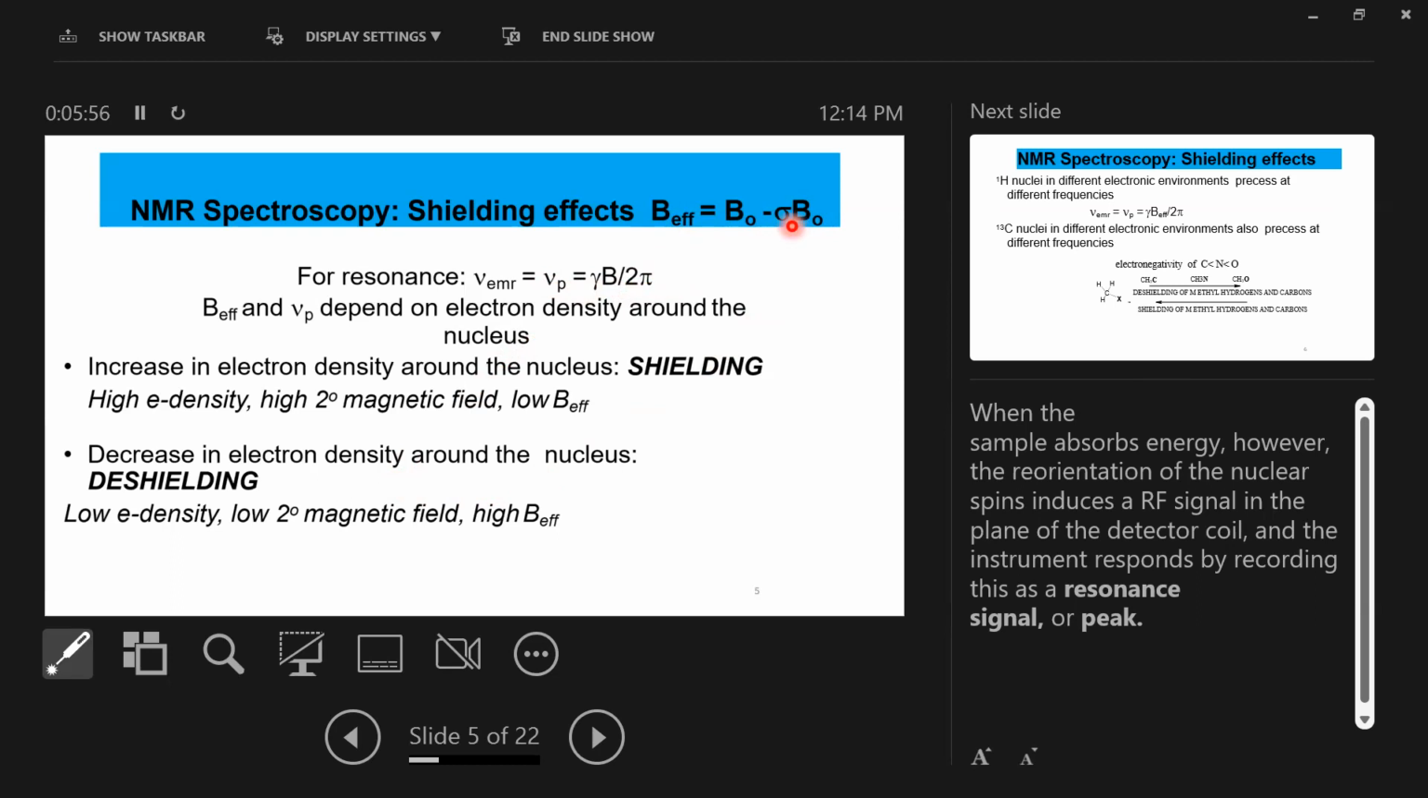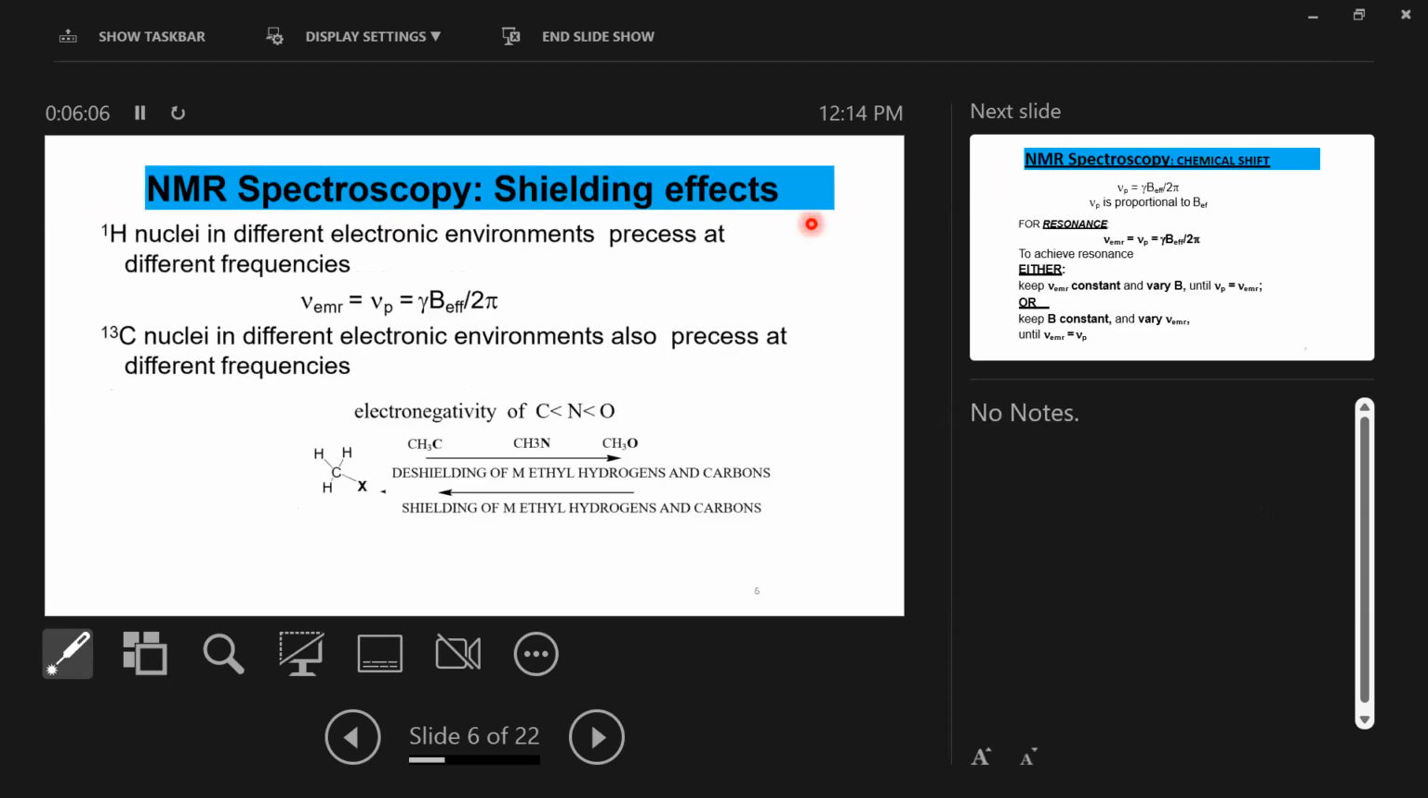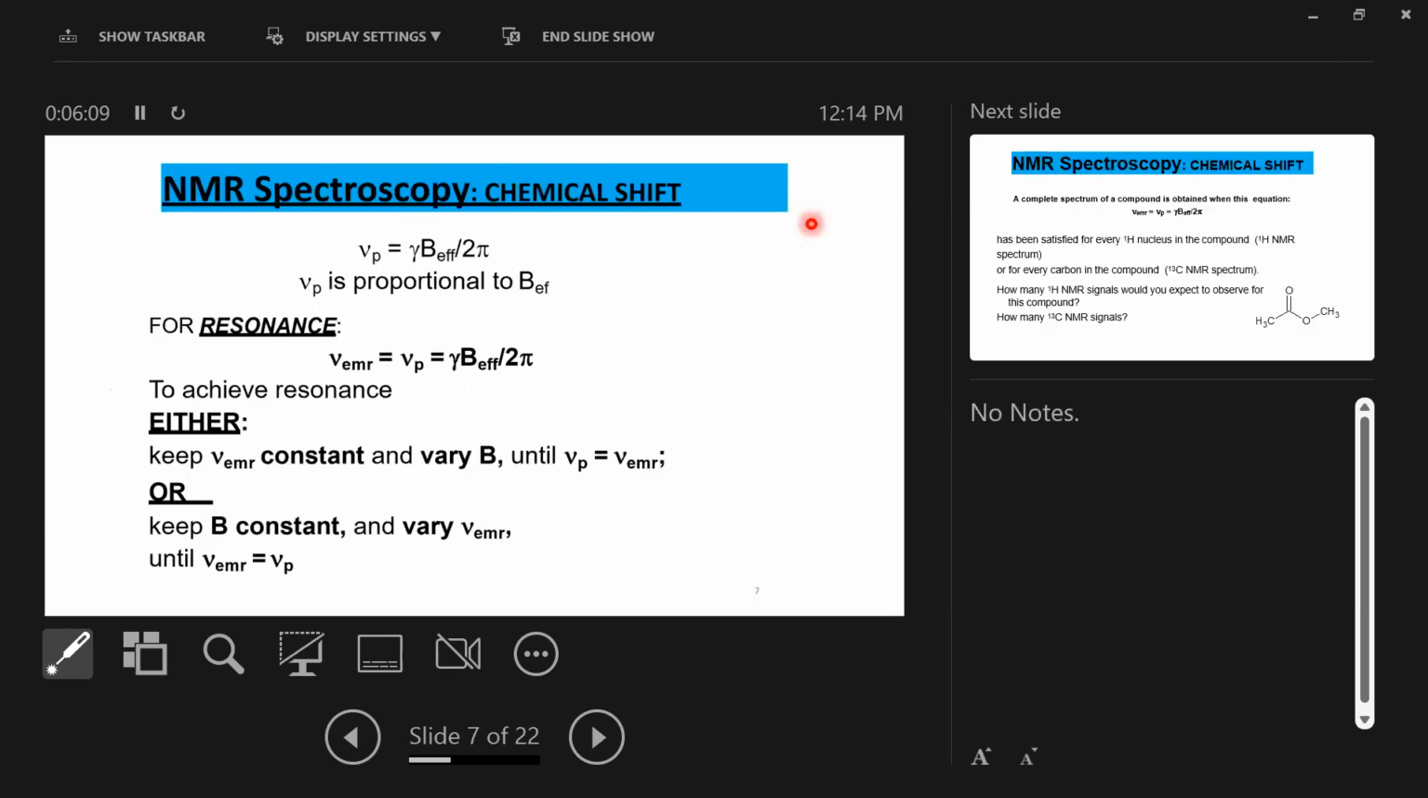You have the primary magnetic field and you have the secondary magnetic field. Right. And sigma is the shielding constant associated with the nucleus. All right. So as a result, you know that the frequency at which it precesses is directly proportional to the effective magnetic field that is felt by the nuclei. All right. Following so far?